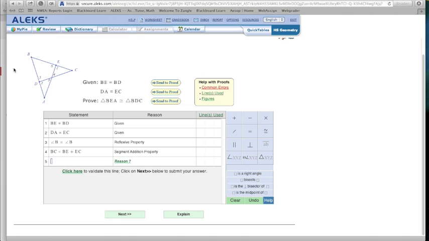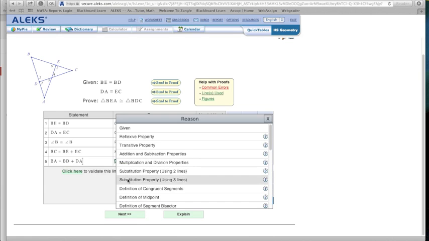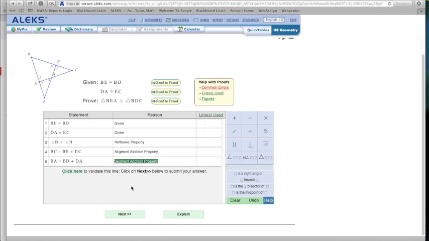And then we'll go after BA here. So BA is equal to BD plus DA. And again, that's the segment addition property. Okay, so now we've got the two longer segments, and we're going to have to go after making these two segments equal to each other.